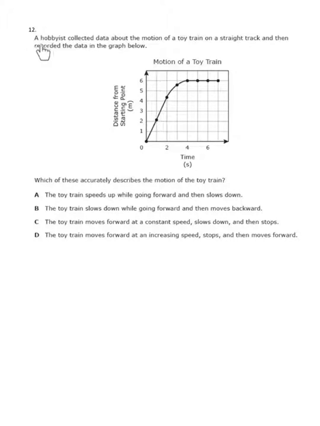Number 12. A hobbyist collected data about the motion of a toy train on a straight track and then recorded the data in the graph below. Which of these accurately describes the motion of the toy train? A. The toy train speeds up while going forward, then slows down. B. The toy train slows down while going forward and then moves backwards. C. The toy train moves forward at a constant speed, slows down, and then stops. D. The toy train moves forward at an increasing speed, stops, and then moves forward.